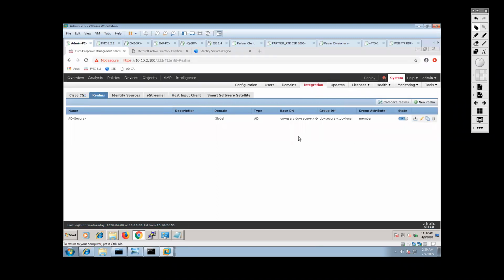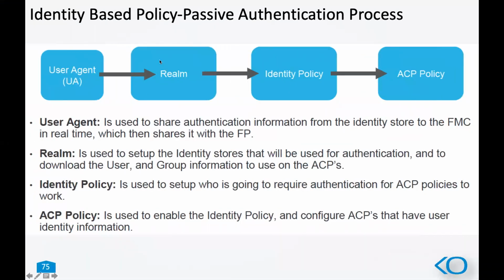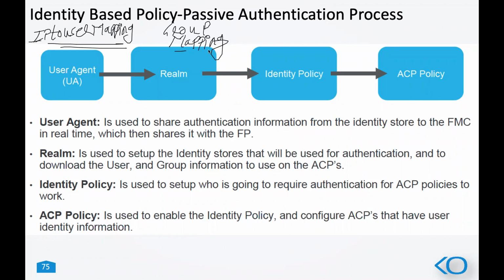Okay, so step number 1 was to set up the agent. Step number 2 was to set up a realm. So now we have an agent which can give us the IP to user mappings, and we have a realm which gives us the group mappings. So I have the live tracking, and I have the groups which these users might be in.